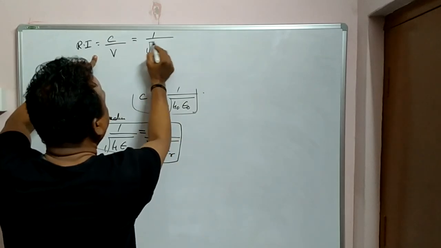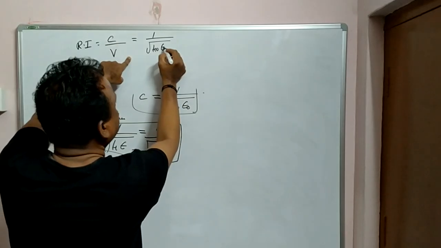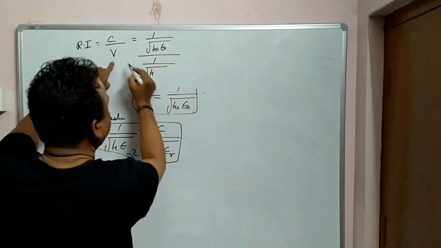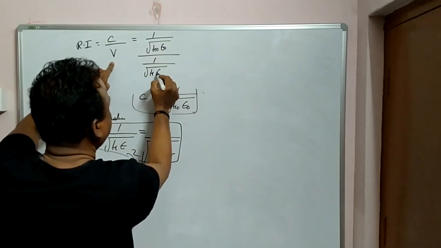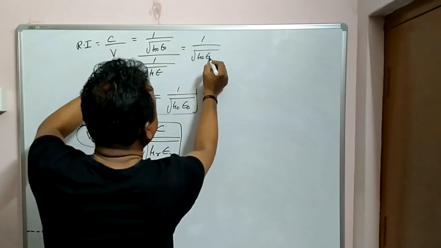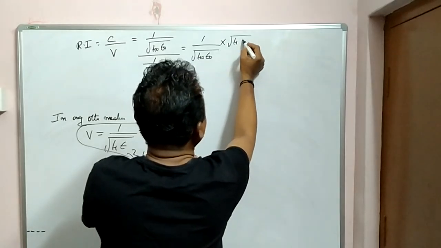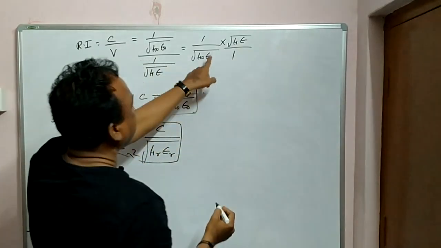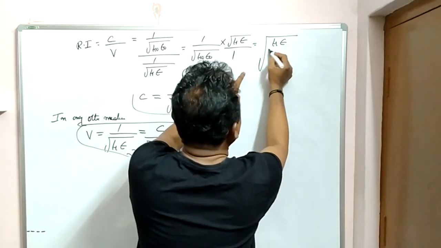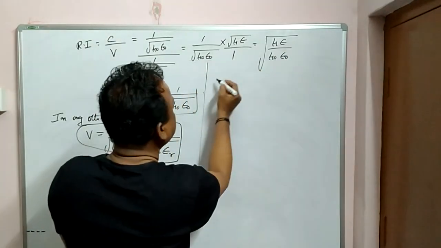1 by root over mu naught epsilon naught is the speed of light in air, vacuum or free space. This by what is V? 1 by root mu epsilon, that is, the absolute medium mu and epsilon. So this I can take as 1 by root mu naught epsilon naught, this will go to the top, into root of the absolute medium permeability and permittivity by 1. So this I can take as under root mu epsilon by mu naught epsilon naught. So this again, what happens?